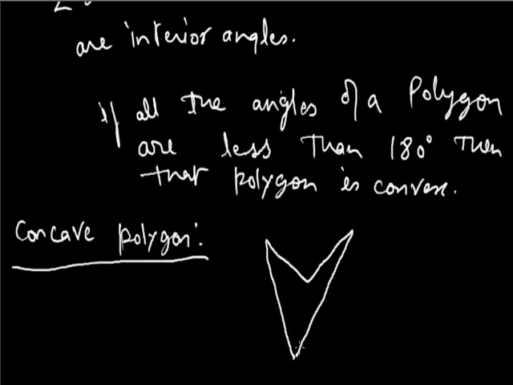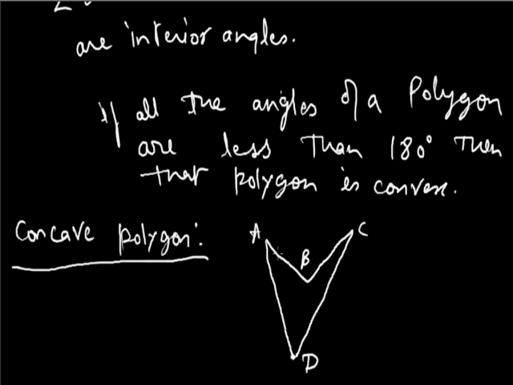You can see that it is a quadrilateral because it is a closed figure and it is bounded by four line segments: line segment AB, line segment BC, line segment CD and line segment DA. These are four line segments which, when they intersect at different points ABCD, give us a closed plane figure which is a quadrilateral.